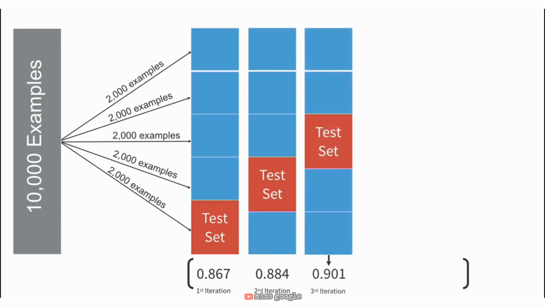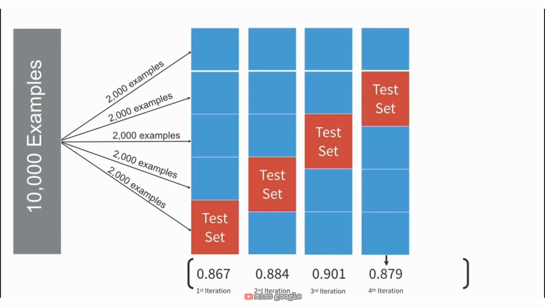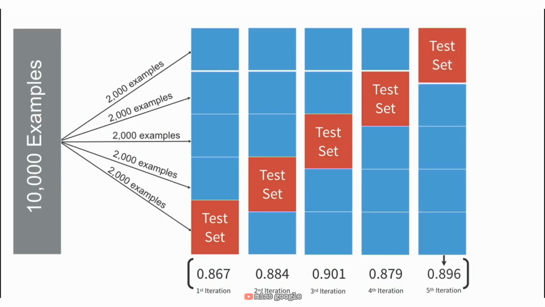Then again, in the 3rd iteration, the 3rd subset will be our test set, and the model will be trained on the 8,000 examples in the 1st, 2nd, 4th, and 5th subsets. We'll train a model on those subsets, evaluate it on the 3rd subset, and store the performance metric of 90.1%. We'll do the same thing again for the 4th. Same process as before, but now the 2nd subset is our holdout set. And last but not least, the 1st subset is our test set, and 2 through 5 are our training data. Fit a model, evaluate it on the 1st subset, and store the evaluation metric.